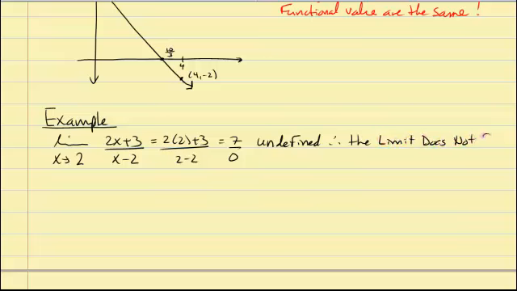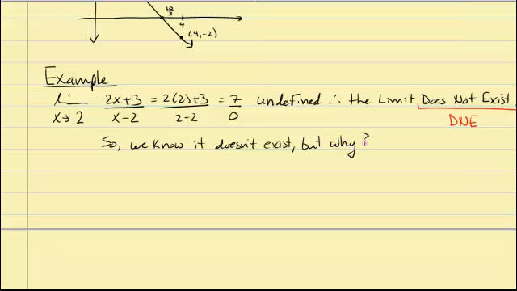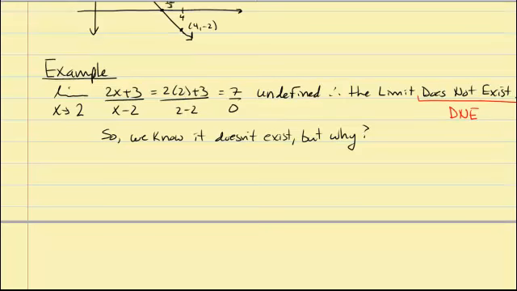And this is exciting because this is our first use of the phrase does not exist. And we shorthand does not exist with DNE because we use it so often. So we know it doesn't exist, but why? Remember, when we talked about limits before, we said that if the limit from the right and the limit from the left agreed, the overall limit would be equal to that value that they agreed on. But why? We need kind of a definition why here. So let's go ahead and look at this graphically.